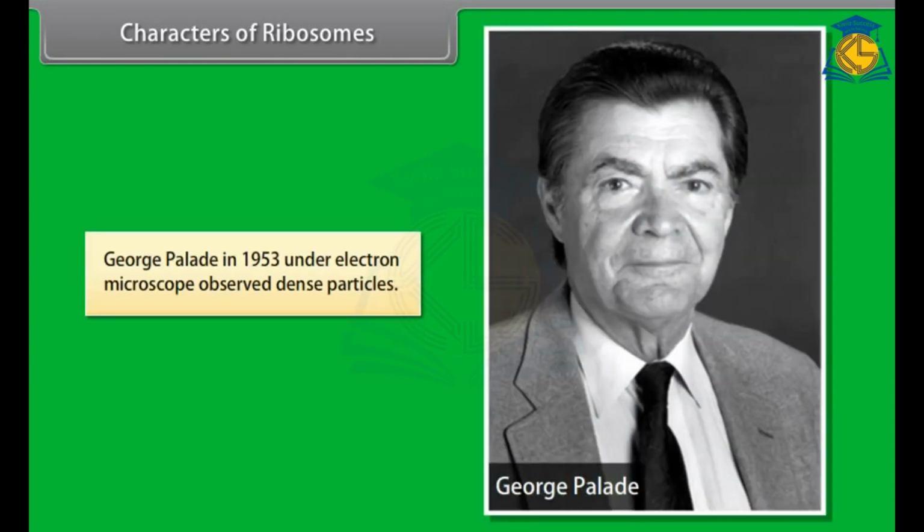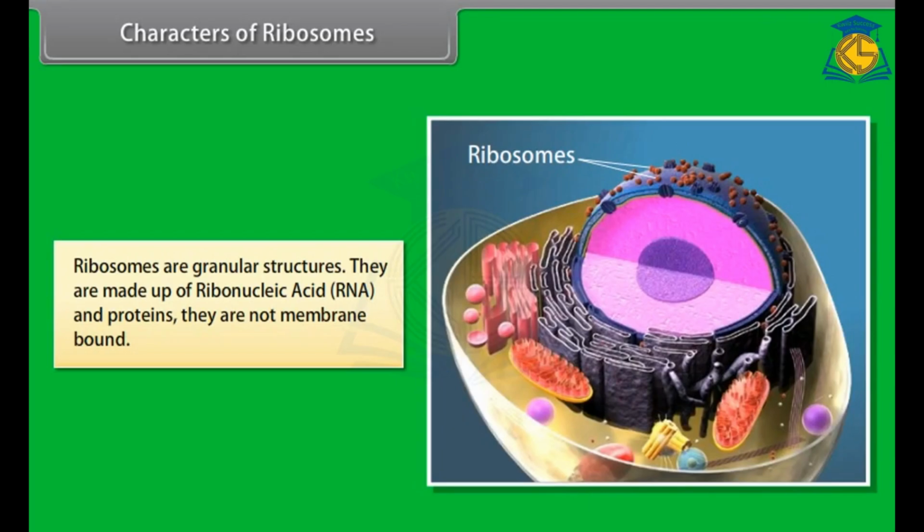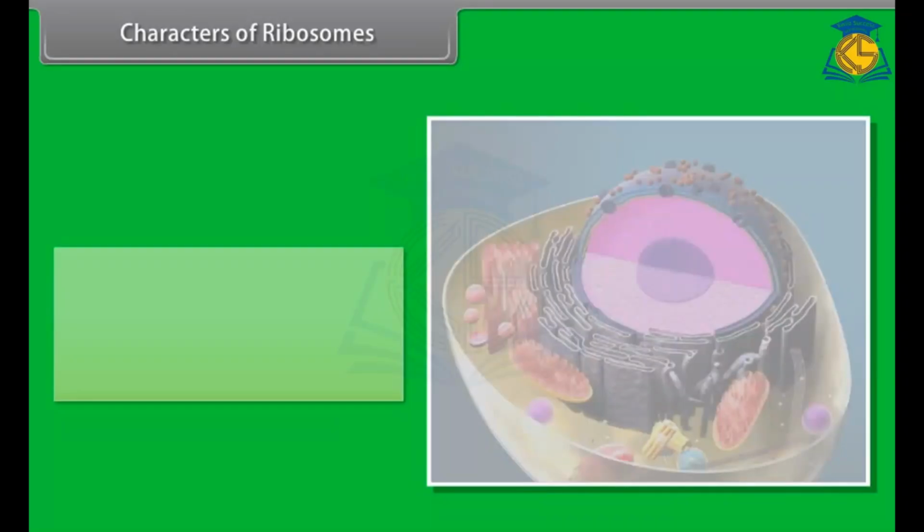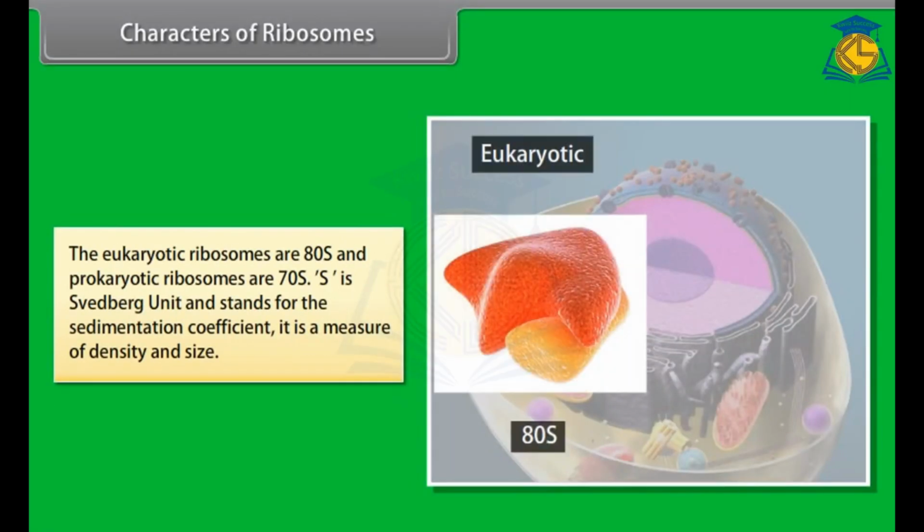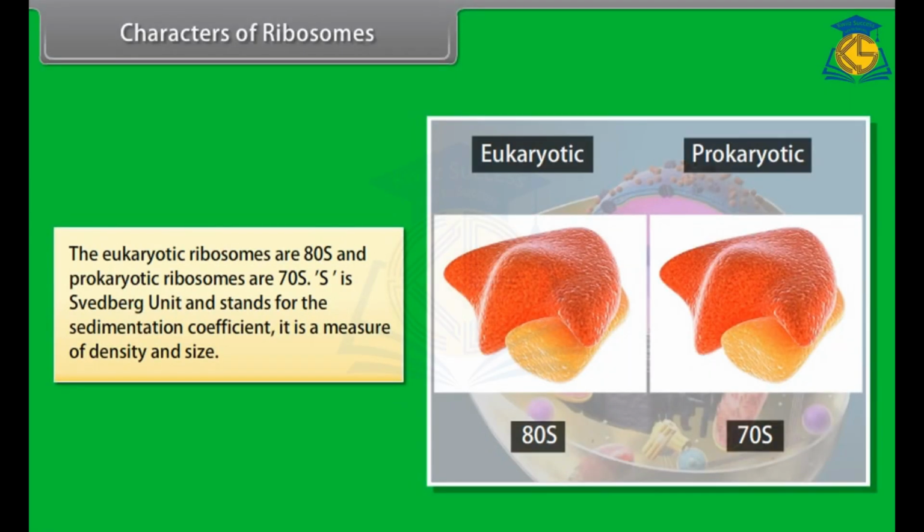Characters of ribosomes. George Palade in 1953, under the electron microscope, observed dense particles. Ribosomes are granular structures made of ribonucleic acid (RNA) and proteins. They are not membrane bound. Eukaryotic ribosomes are 80S and prokaryotic ribosomes are 70S. S is the Svedberg unit and stands for the sedimentation coefficient. It is a measure of density and size.